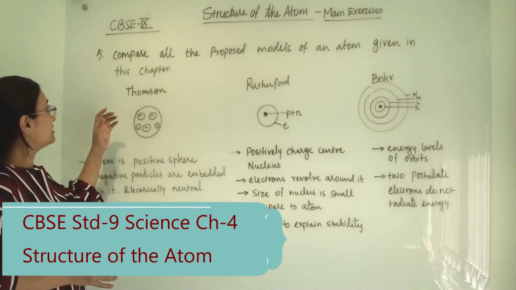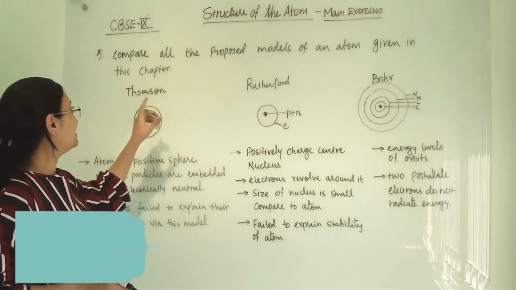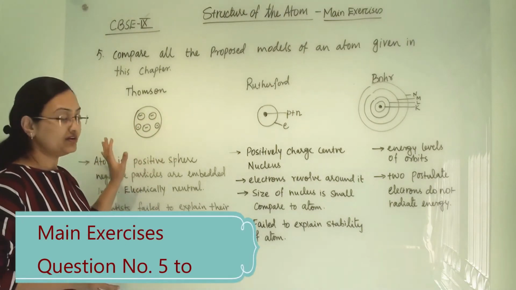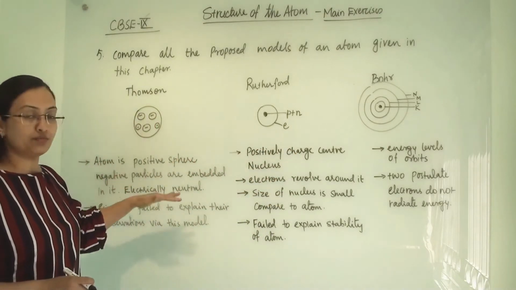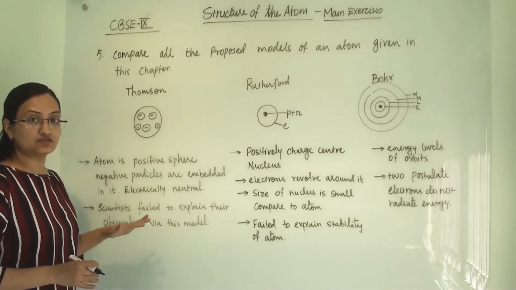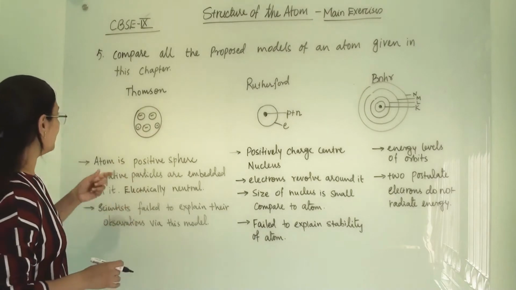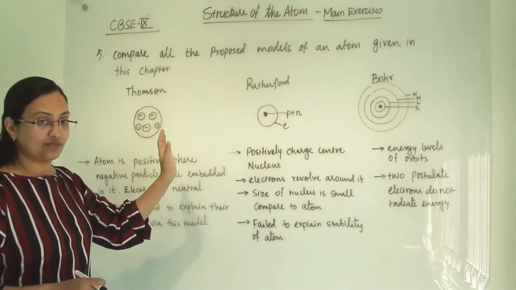The fifth question is, compare all the proposed models of an atom given in this chapter. So this question is very important. This is a consolidated table in which I have noted down all the important points, and all the major points I have included in this. So this question is important in terms of revision also. So Thomson, Rutherford and Bohr's models of atom I have compared here.